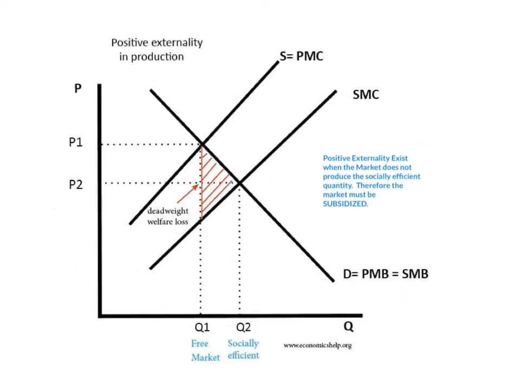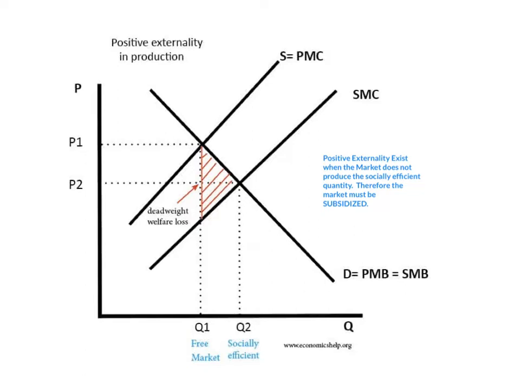A second type of externality is referred to as a positive externality. As we could see on the graph, Q1 would represent what the market would bring about, and Q2 would represent what would be, again, socially efficient. When we have a positive externality, the market is not producing at the socially efficient level. Therefore, in order to produce more goods, this market must be subsidized.